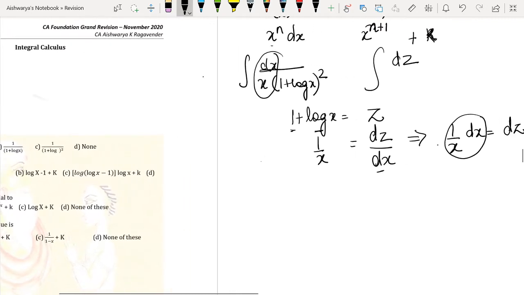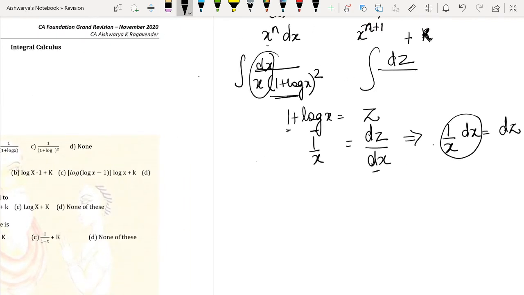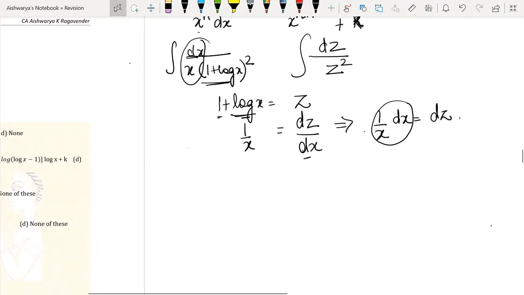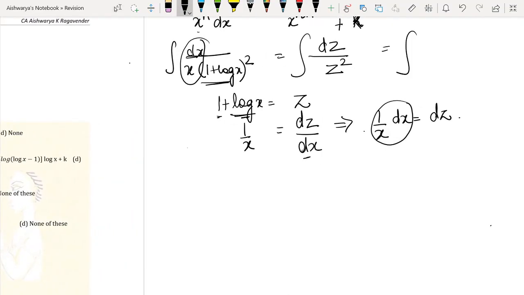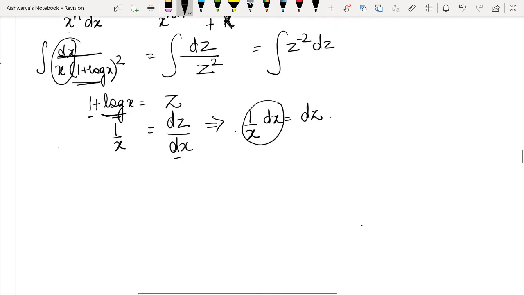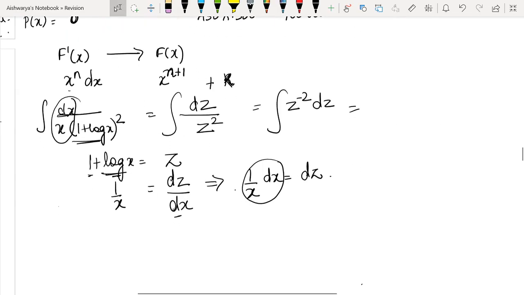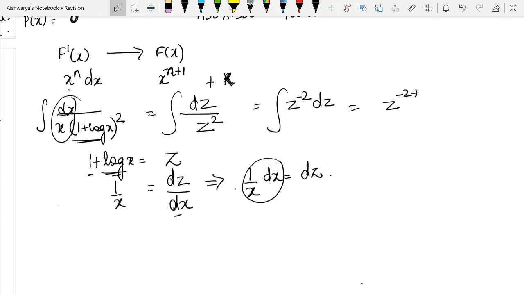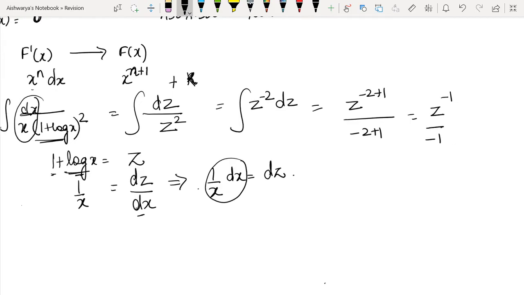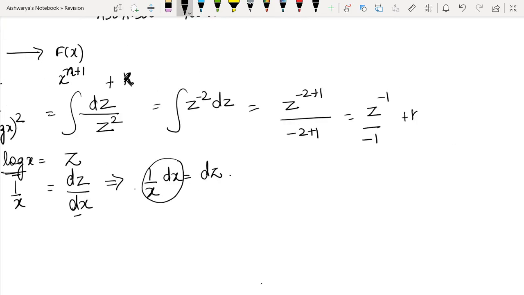Okay, now dz divided by this term is nothing but z. So I will make it as z square. Okay, in the next step, you can write it as z power minus 2 dz. Z power minus 2 will become nothing but z power minus 2 plus 1 divided by minus 2 plus 1. So that is equal to z power minus 1 divided by minus 1. Okay, plus k.